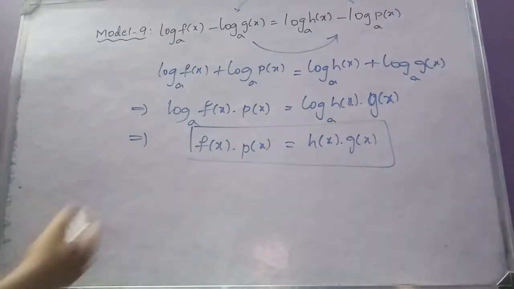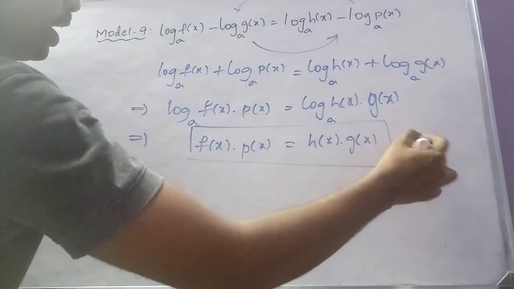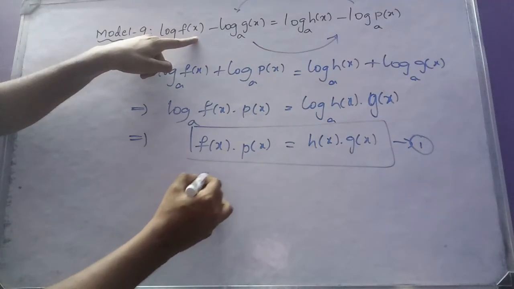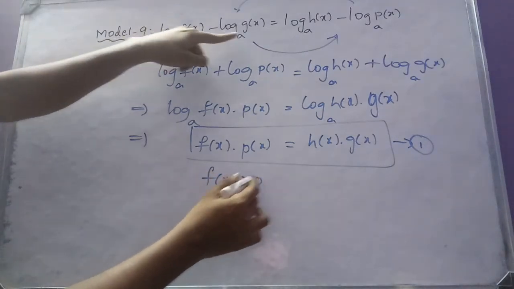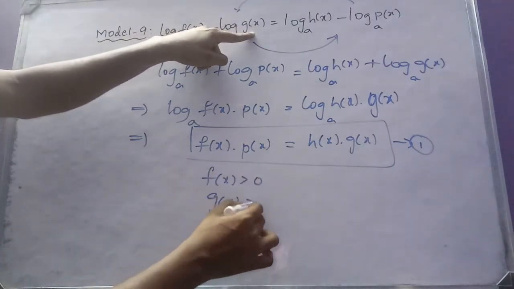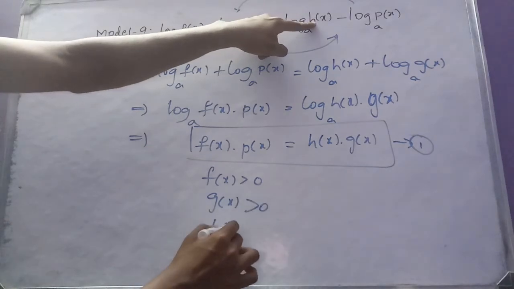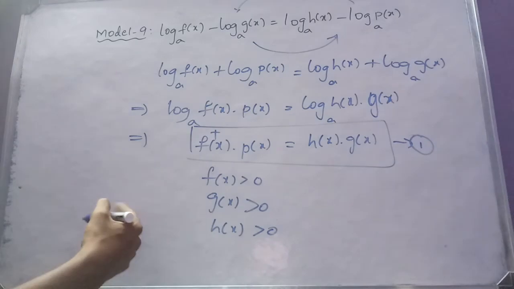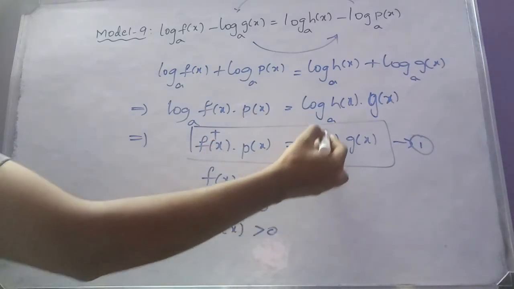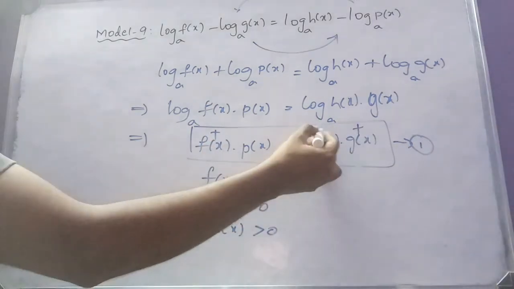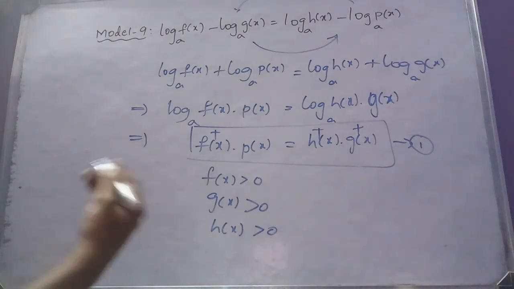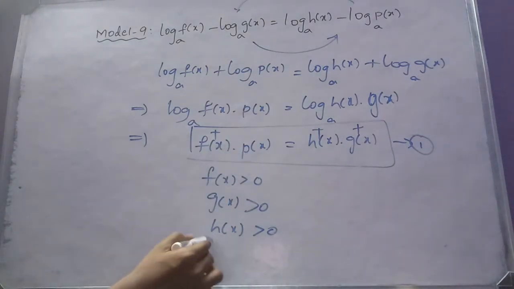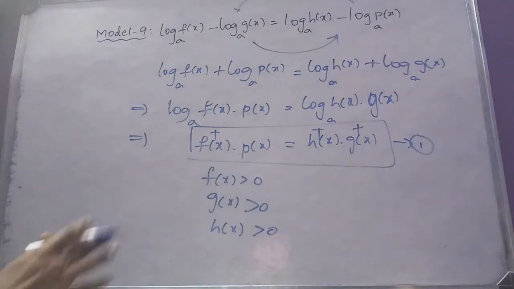So once again, what are the extra conditions that you are supposed to take here? f of x must be positive, g of x must be positive, h of x must be positive, and if you observe here, students, if f of x is positive, then g of x is positive and h of x is positive. You don't have to specially mention that p of x is positive. Automatically p of x must be positive, correct?